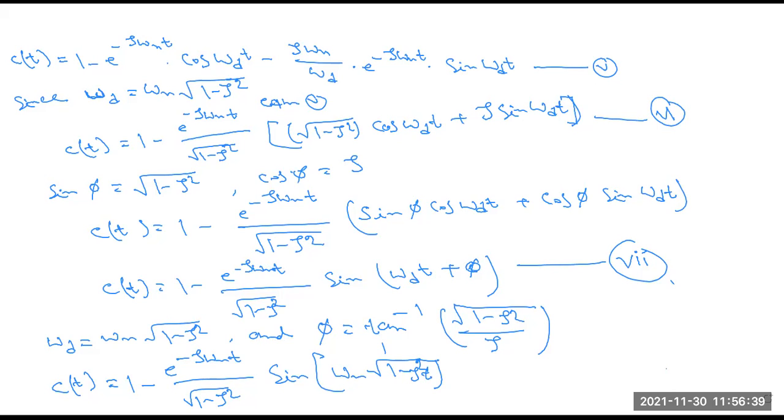So this is omega n root over of 1 minus zeta square t.